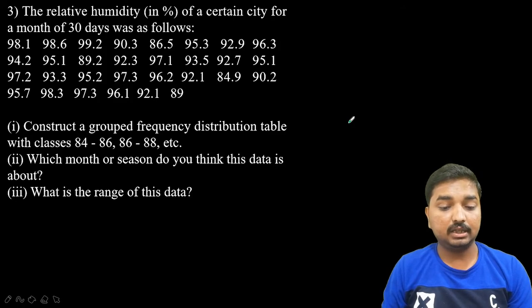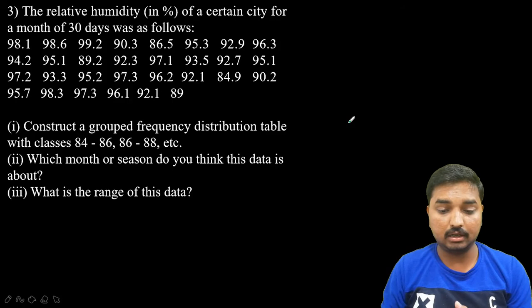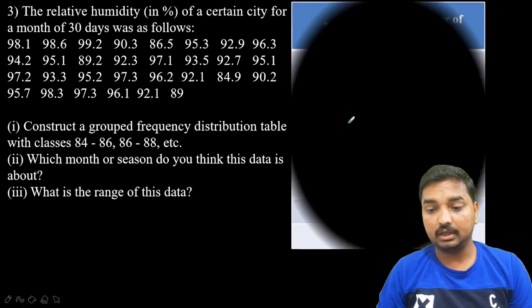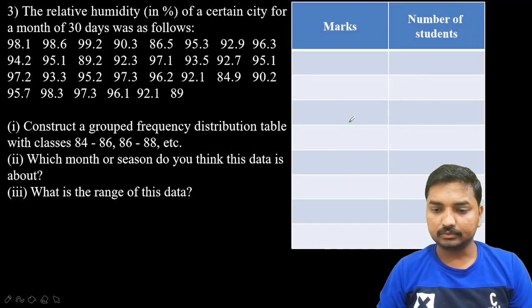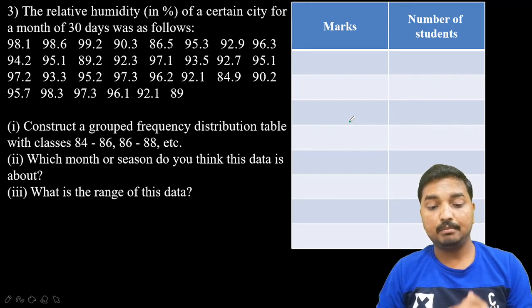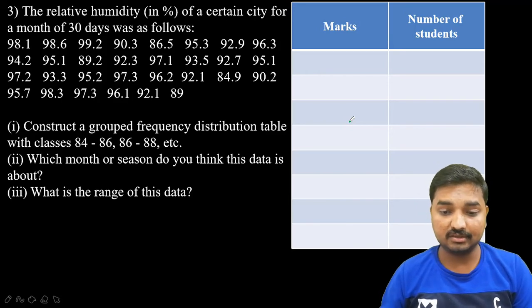And the next thing, we can say this after writing the table, and the range also. So now look at the table. Now I need to construct the class intervals. First let us verify whether 84 to 86 is the first class interval or not. Is there any number in the given data which is less than 84? Then you need to construct one more class interval previous to 84 to 86. Now let us verify that.